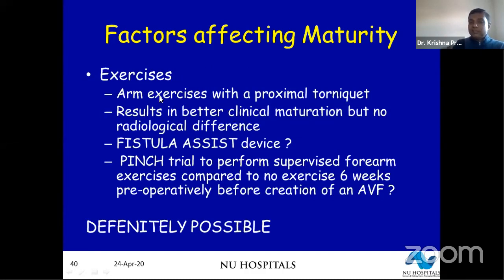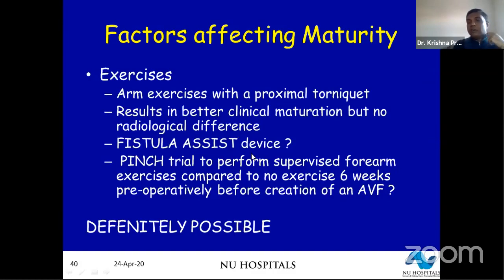Arm exercises. I'm not talking of finger exercises, which we ask our patients to do. This is finger exercise. It is not now advised by the KDOQI as the method of exercise. You need to make the patient do arm exercises, preferably isometric exercises with possible proximal obstruction, which is going to show better outcomes on the fistula, at least radiologically. They have not shown it clinically, but it results in better radiological or ultrasound demonstrable maturity.